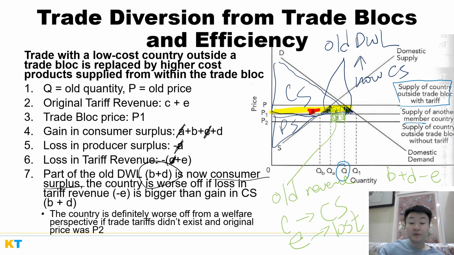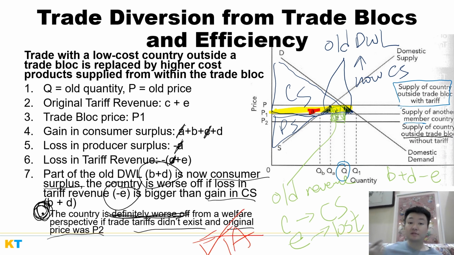And the country would be worse off if the tariff revenue, which is E, is bigger than the gain in consumer surplus, B and D. Now, the country is definitely worse off from a welfare perspective if trade tariffs didn't exist in the first place and the original price was P2.